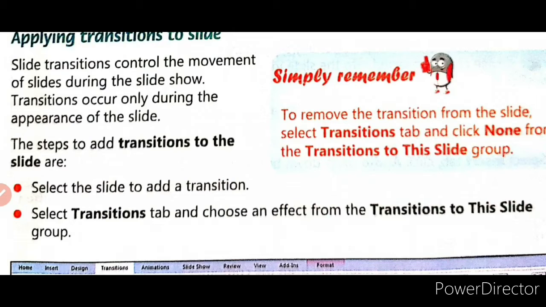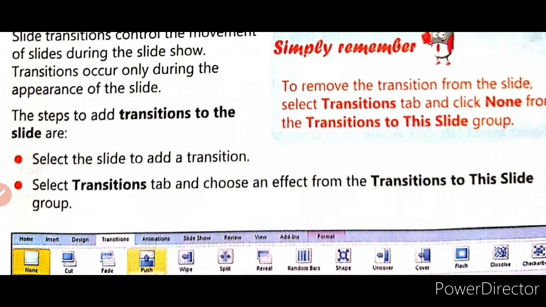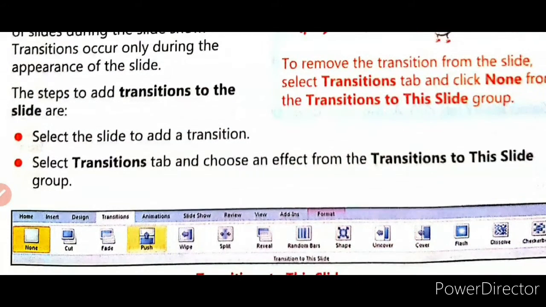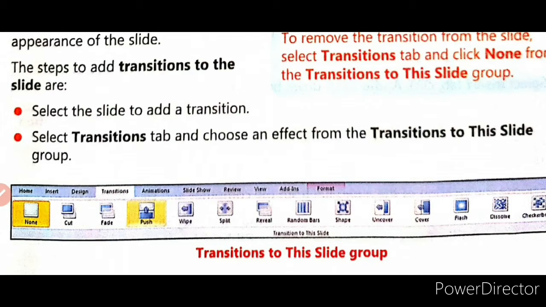So if you don't want a transition on a particular slide, which option do you need to select? The transition tab, and then click the none option, so that the transition will get removed from the slides group. Clear? So next we'll see the steps to add a transition to the slide. Why are we using slide transition? In order to provide control to the movement of the slide during the slideshow. Transition occurs only during the appearance of the slide. So if you don't want any transition, you need to click the transition tab and click the none option.